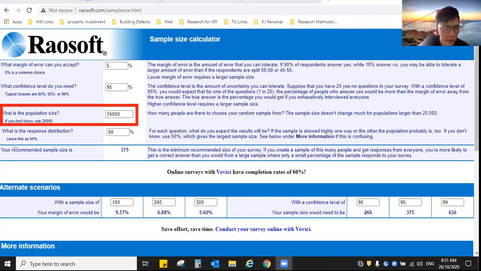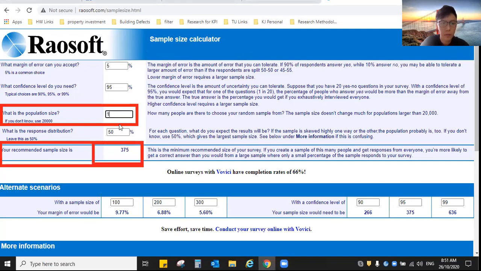You look at the sample size here. Sorry, I drew it wrongly. Your recommended sample size should be here. Okay, so 15,000. Okay, 15,000.